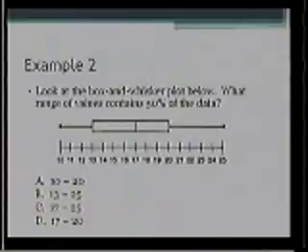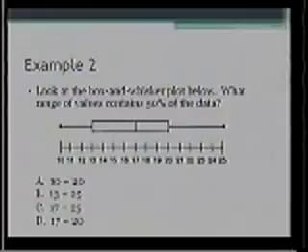It's important to note that the percentage of data from the min to quartile 1 is 25%, and quartile 1 to quartile 2, 25%, quartile 2 to quartile 3, 25%, and then, of course, quartile 3 to the maximum is 25%, giving you a total of 100%. In this particular problem, you're being asked to find out what range of values contains 50% of the data?